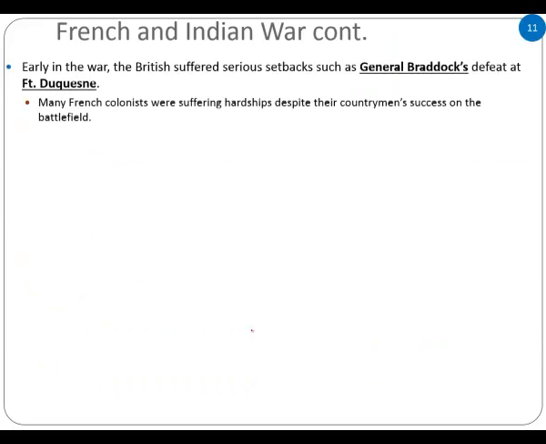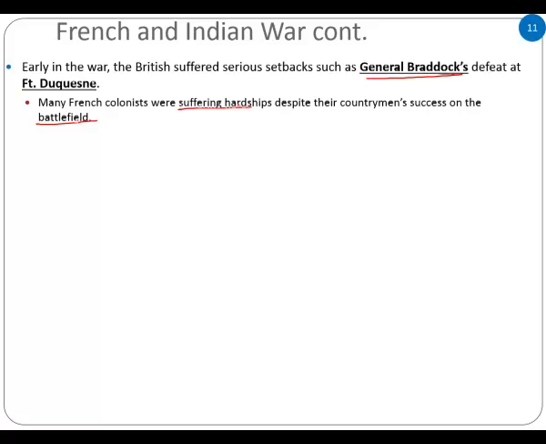Continuing forward. Early in the war, the British suffered serious setbacks. General Braddock, there he is again. We know he's a gentleman, but we also know he's very effective on the battlefield, with the exception of Fort Duquesne. Many French colonists suffered hardships despite their countrymen's success on the battlefield. We know that their struggle in New France, Quebec, even downwards into Louisiana, is a much more troubled tale than the English. They struggled much more.